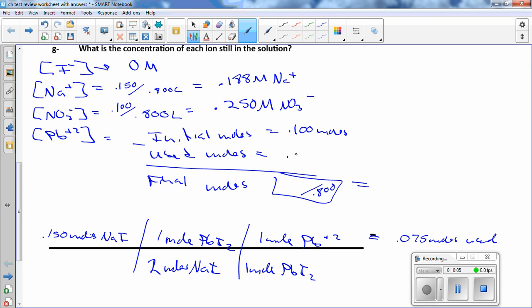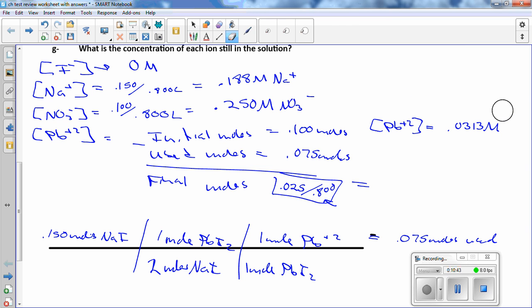So now I take that number and I put it here, 0.075 moles. All right, and the difference between that is 0.025 moles. I divide this by the total volume. Remember, anytime we find concentration, it has to be moles per liter. All right, when I do that math, I end up with the concentration of Pb plus 2 being equal to 0.0313 molar. Just erase this line, and there we go. We've answered all parts of that question.